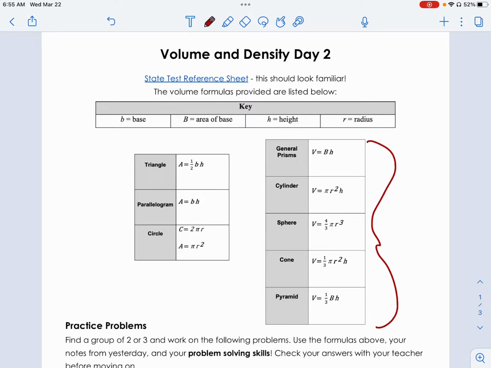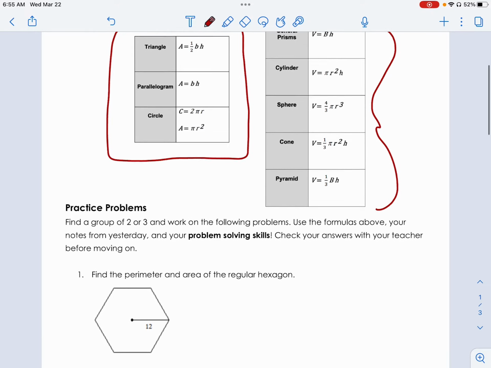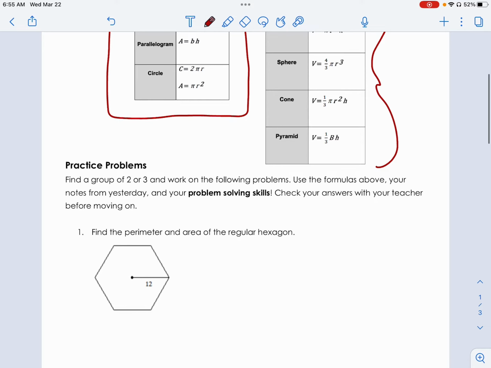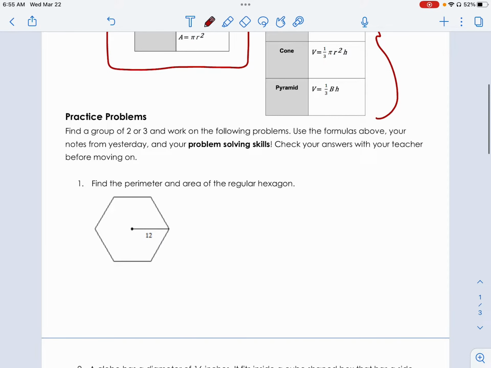So, building off of what we learned yesterday, we have 5 different shapes that we'll be able to find volume and density from. And then thinking back to earlier in the week and even yesterday, we have to find some areas. So all of this is on your reference sheet for the state test. But let's go ahead and jump right in to these problems. So working in groups of 2 or 3, go ahead and put your brains together and try to work through these, and then watch the video to get the answers.